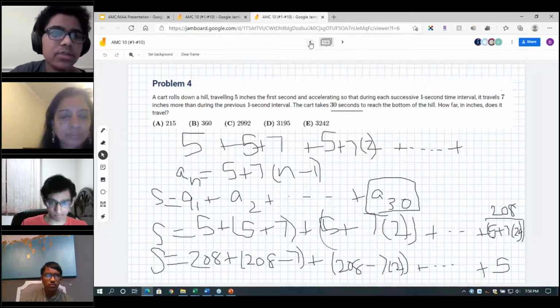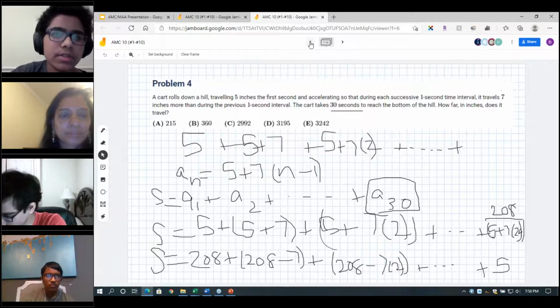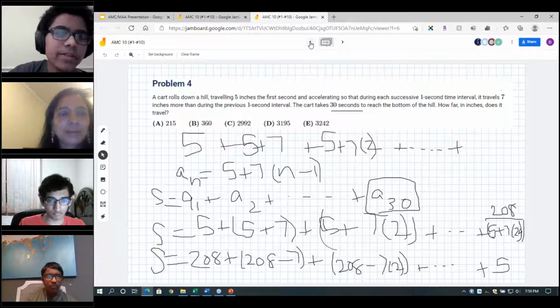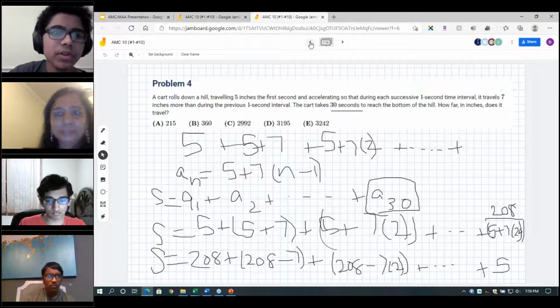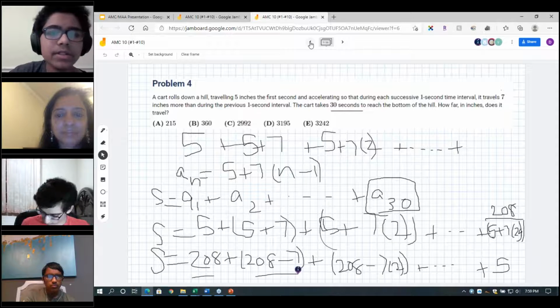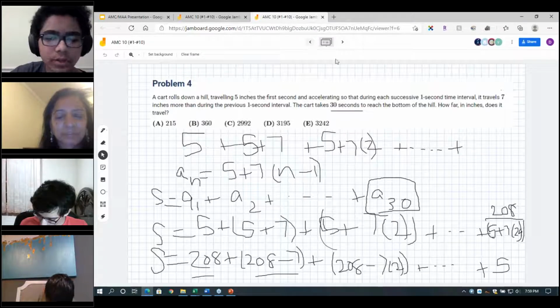A1 is 5, A2 is 5 plus 7, A3 is 5 plus 7 into 2, all the way till A sub 30, which is 5 plus 7 into 29, which is 208. To quickly find the sum of this, you can just reverse this sequence. You can start with the last term and go to the first term. You could start with 208 and then 208 minus 7, since you're going backwards by 7 inches instead of adding 7. Then 208 minus 7 into 2, all the way till 5. So if we can go to the next slide.